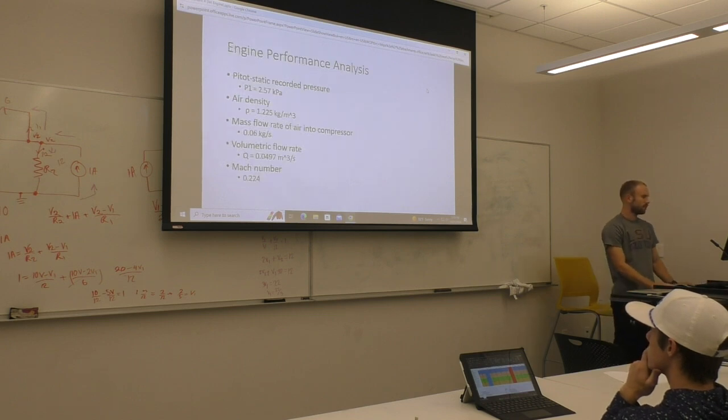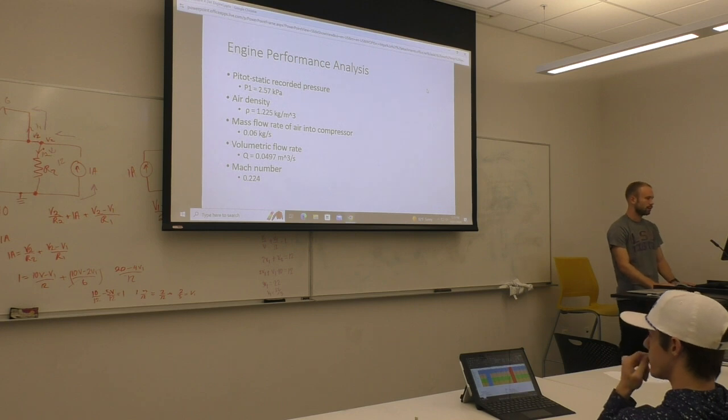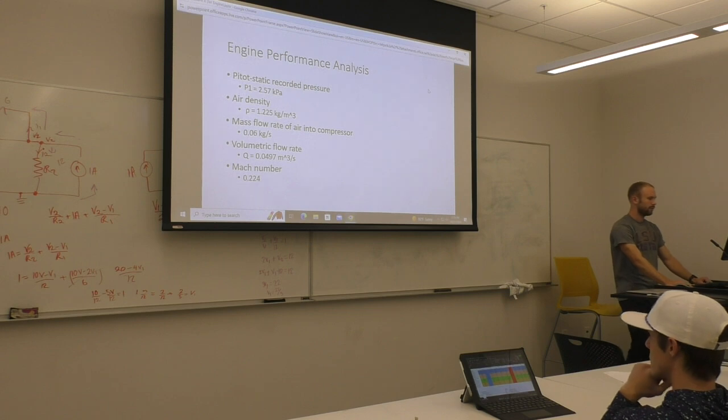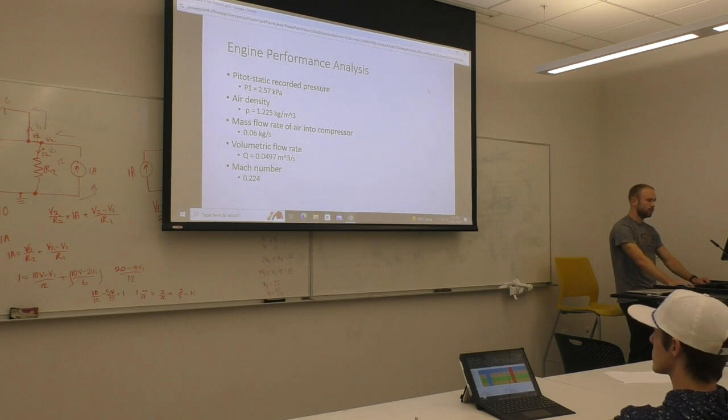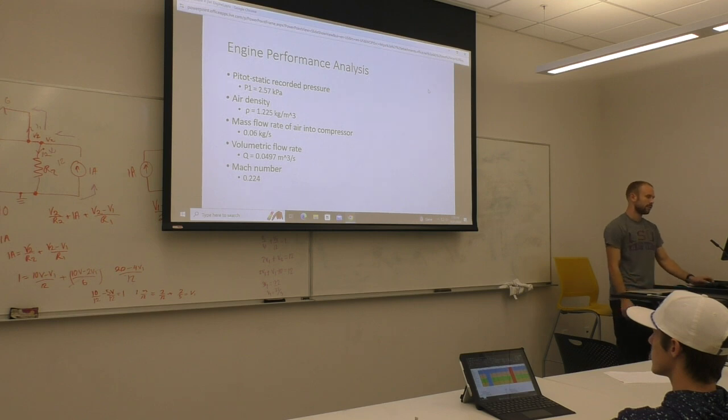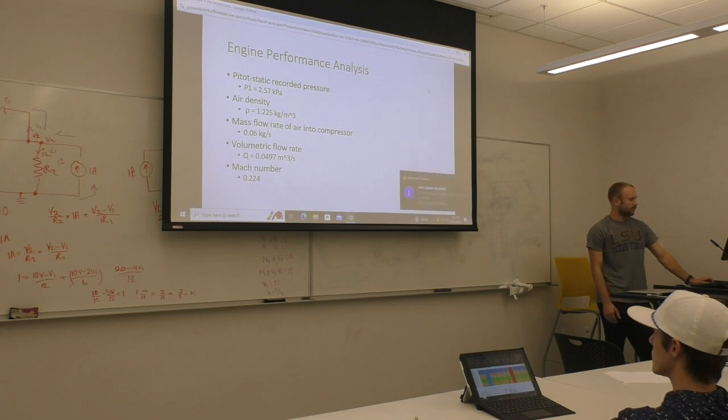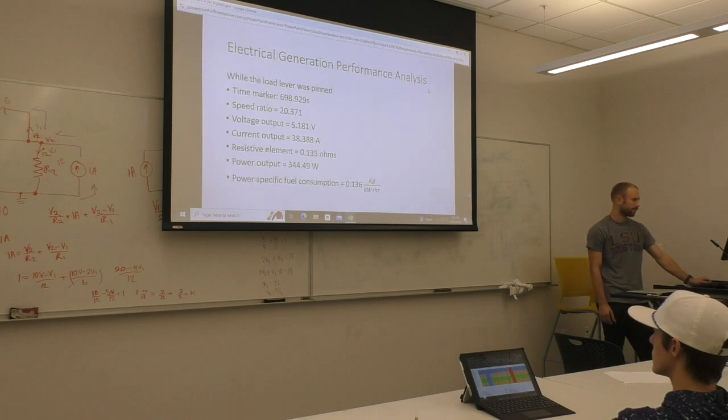For the engine performance analysis, the recorded static pressure at the inlet to the compressor was 2.57 kilopascals. The density of air was 1.225 kilograms per meter cubed. The mass flow rate of air in the compressor was 0.06 kilograms per second. The volumetric flow rate was calculated to be 0.0497 meters cubed per second, and the Mach number was calculated to be 0.224.